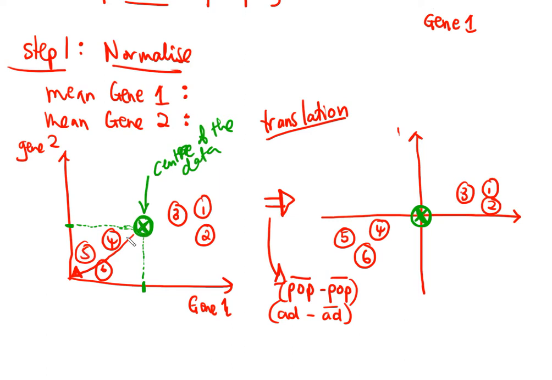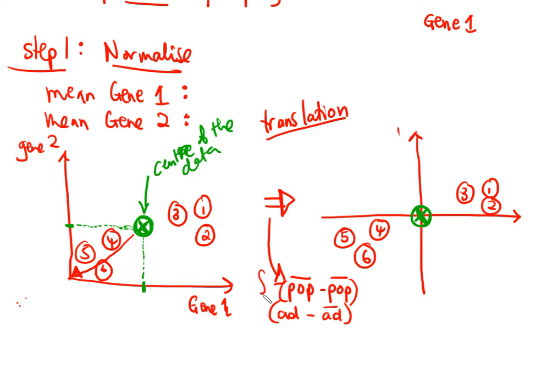Mouse number 5 minus the mean, it goes somewhere there. 4 minus the mean, it goes somewhere there. 6 minus the mean, it goes somewhere there. 3 minus the mean, it goes where it is now. 1 minus the mean, it goes there. And then 2 minus the mean, it goes there. And the mean minus the mean, it goes to 0. So basically we just translated. So that's what we mean by translated.